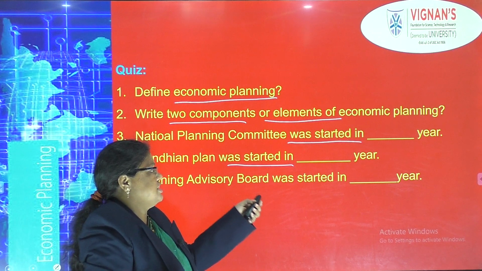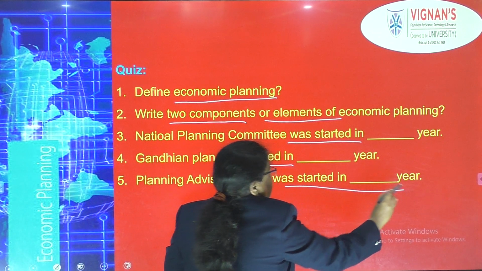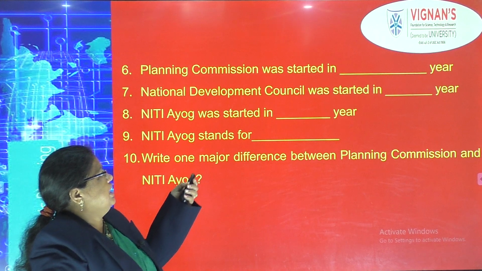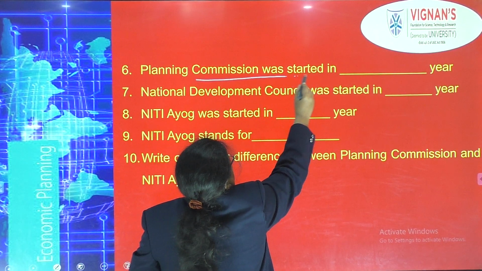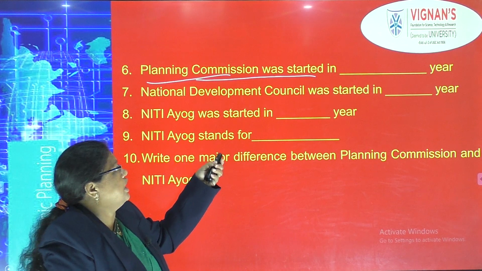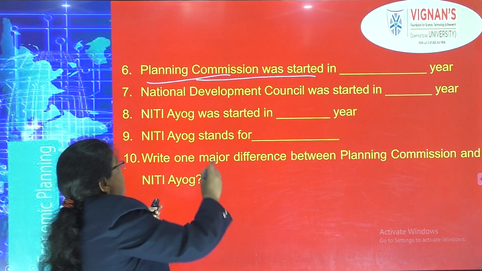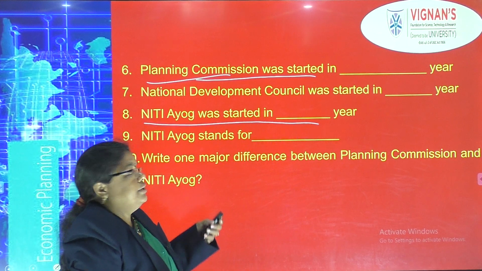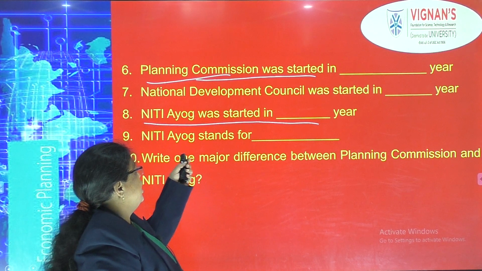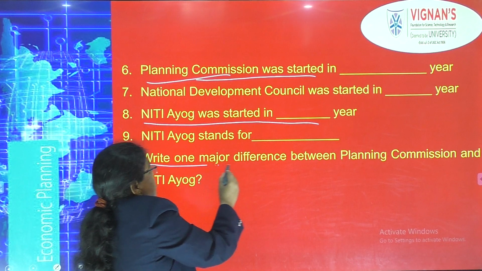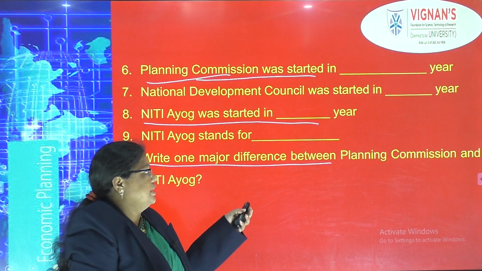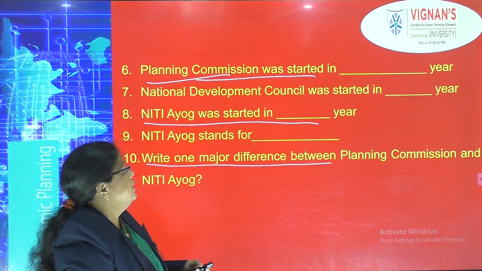Planning Advisory Board was started in which year? Planning Commission was started in which year? National Development Council was started in which year? NITI Ayog was started in which year? NITI Ayog stands for what? Write one major difference between Planning Commission and NITI Ayog.